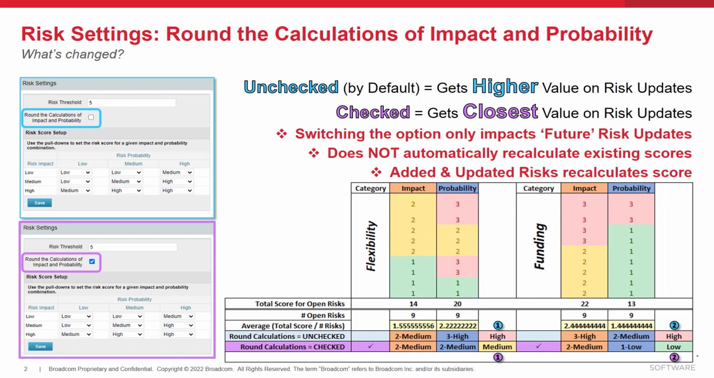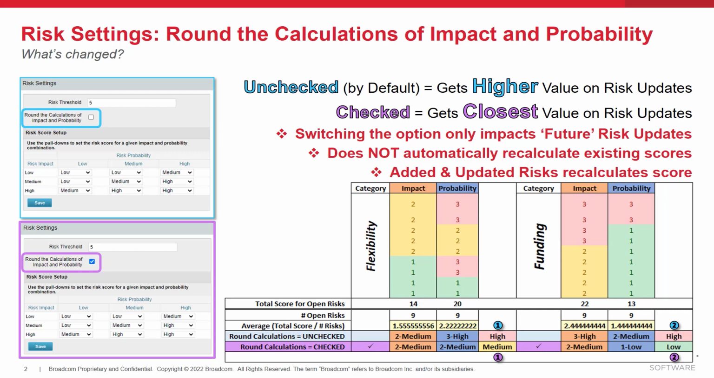To update or recalculate the mappings after switching the option, make a change to at least one detailed risk record in that category. The new option uses a rounding method to map the impact and probability ratings to the closest value. You will see the mappings of these values calculated as follows.